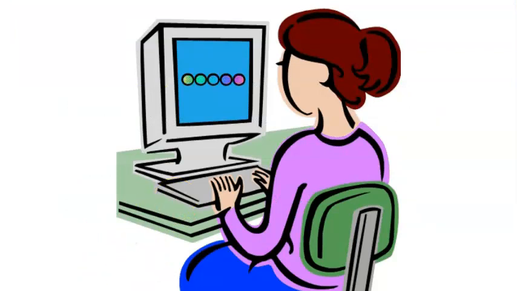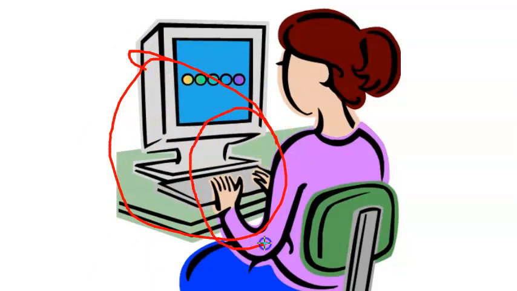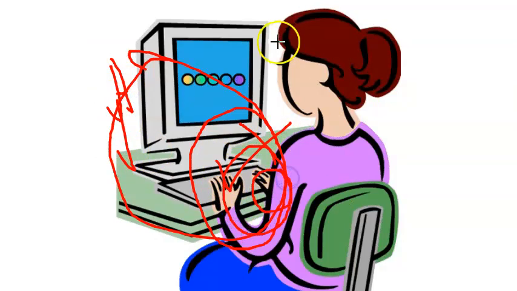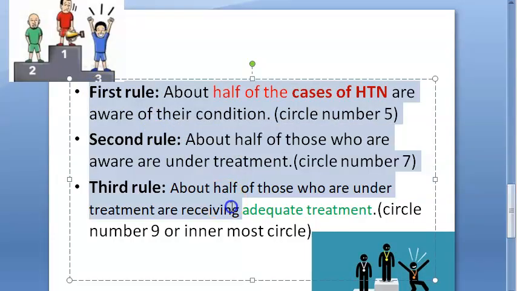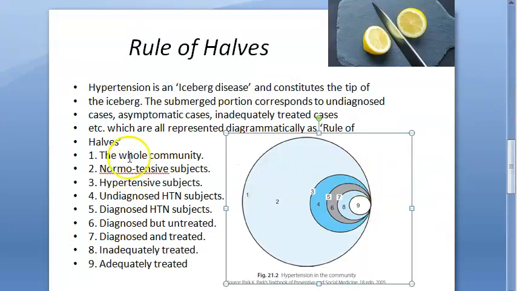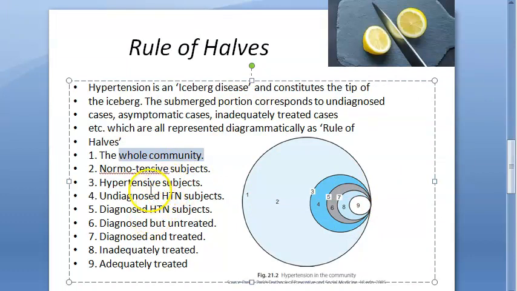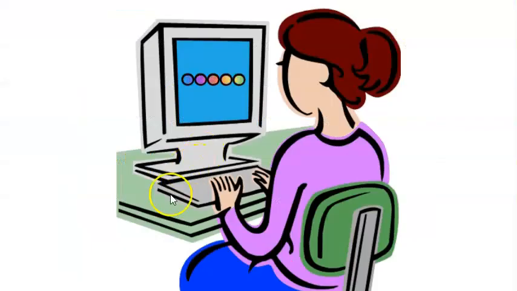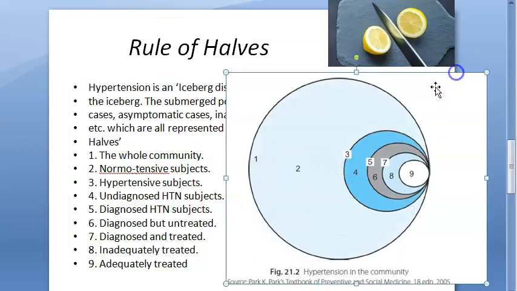What are the 3 rules? Let us say all of these people have hypertension. Half those people are aware. In that, half the people are taking treatment. In that, half the people are taking adequate treatment. Did you understand, guys? Only 3 rules are there, and the half rule starts from half the cases of hypertension being aware of their condition. So don't get confused that half of the whole community doesn't have hypertension. That is not the meaning here. Whoever has hypertension, in that half are aware. So the first 2 circles here have no rule of half. After that, only the rule of half is there.